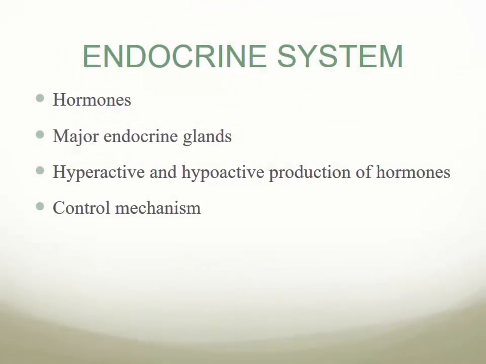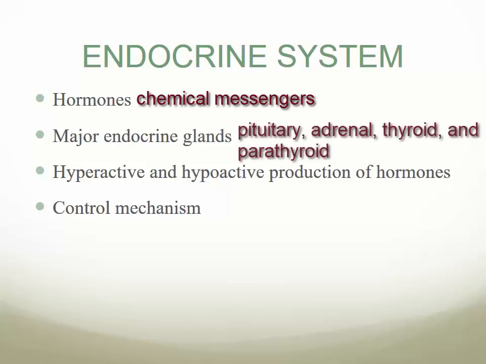The endocrine system has glands that secrete hormones. These hormones are chemical messengers that circulate in the blood and may affect a single target organ or the entire body. The major endocrine glands are the pituitary, adrenal, thyroid, and parathyroid glands. Hyperactive and hypoactive production of hormones from these glands give rise to a wide variety of clinical symptoms and radiographic abnormalities.